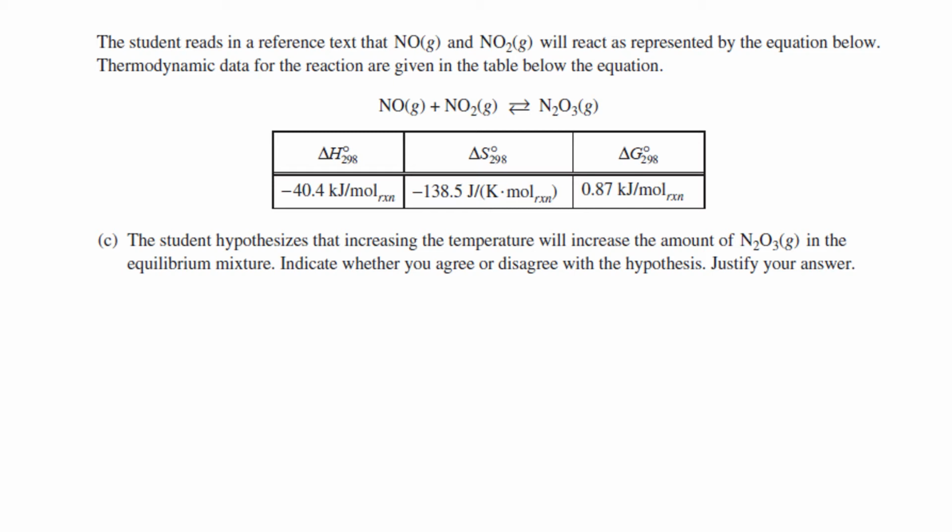So what we do know, going back to the data, is I have a value for my delta H. And I notice that my delta H is negative, which means that this is an exothermic reaction. So if I were to include heat in this equation, it would be on this side. Specifically, it would be 40.4 kilojoules per mole of reaction. So if I'm looking at Le Chatelier's, my stress would be that I am increasing my temperature. My relief is to remove heat.